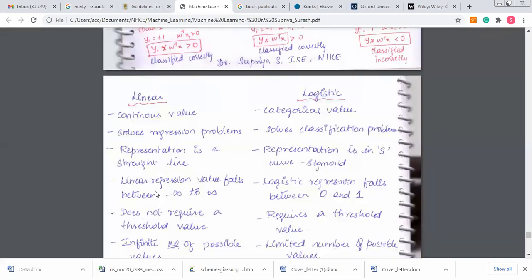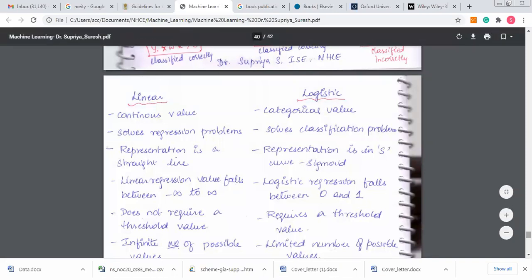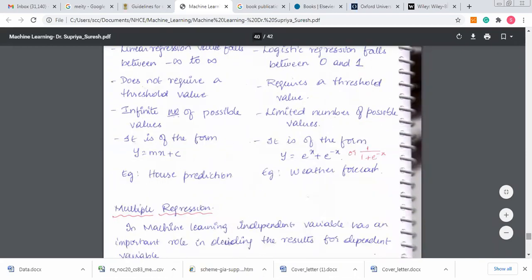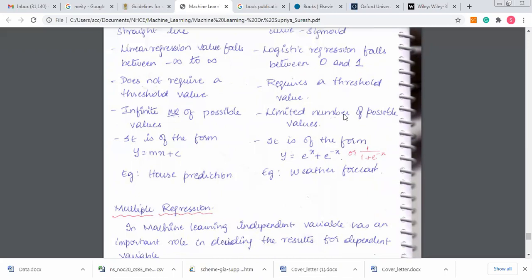In linear regression, the value falls between minus infinity and infinity, whereas logistic regression falls between 0 and 1. Linear regression does not require a threshold value, whereas logistic regression requires a threshold value. Linear regression has an infinite number of possible values, but logistic regression has a very limited number of possible values, because it removes the effect of the outliers.